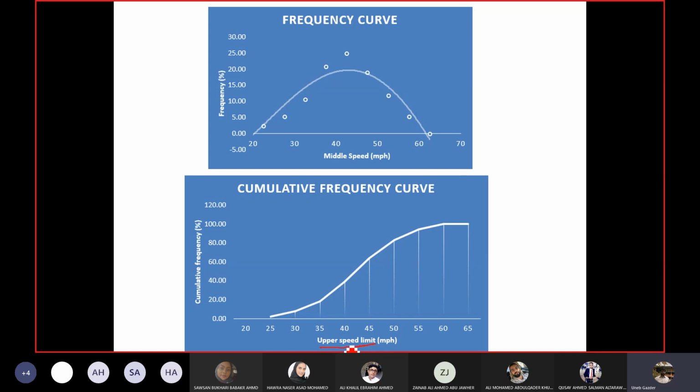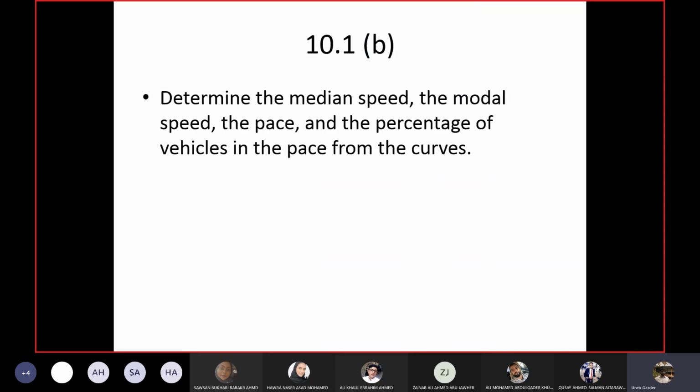Okay, so I keep on repeating it that you do not mix up the x-axis of the two graphs. On the first one you have middle speed for the frequency curve, and we have upper speed for the cumulative frequency curve. In the second part, they are saying find out median, mode, pace, and percentage of vehicles in the pace. Okay, first of all, median.